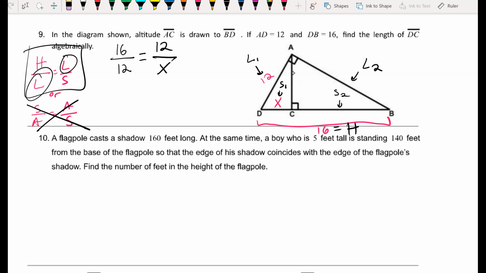Again, if I cross multiply, 16 times x is 16x. 12 times 12 is 144. And if I divide out the 16, I find that x is equal to 9.